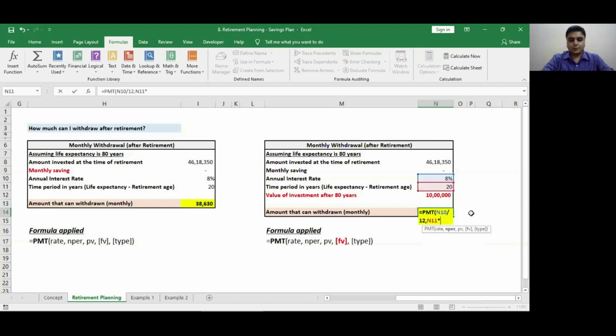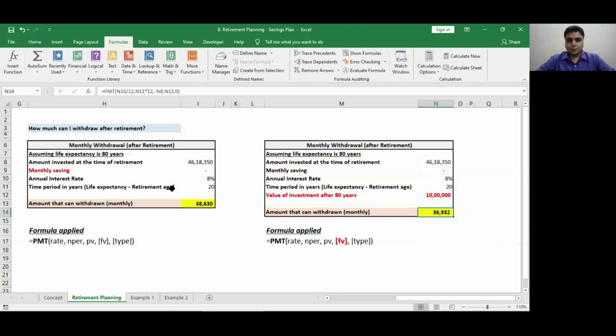Number of periods will be 20 into 12. Present value is 46 lakhs. Now it is asking me to input future value. I would mention it as 10 lakh rupees. Withdrawals will be done at the end of the period, so I'll select 0. I'll close the bracket and press enter.